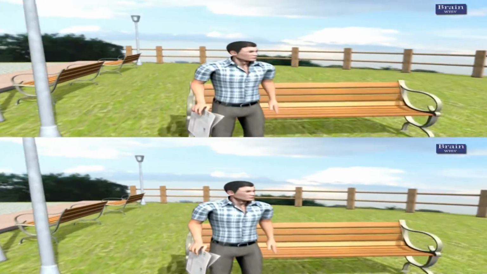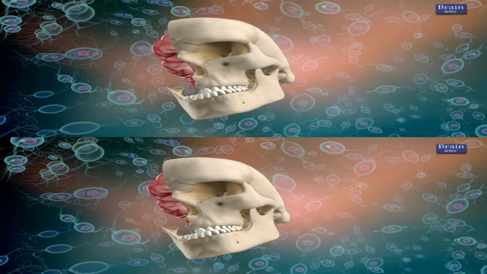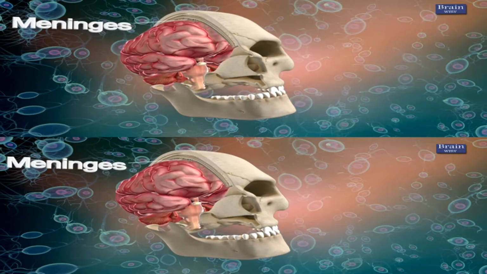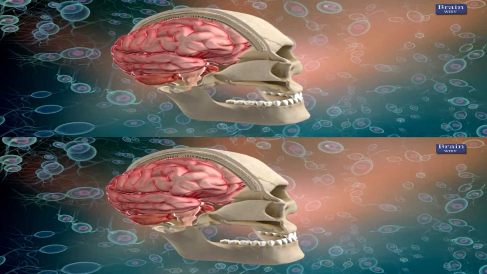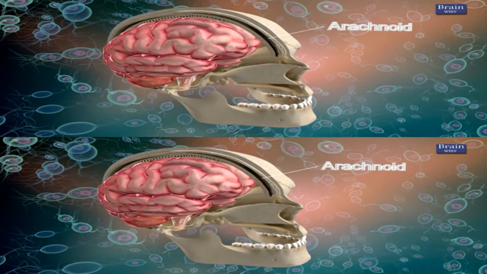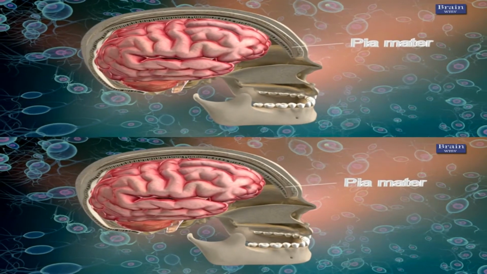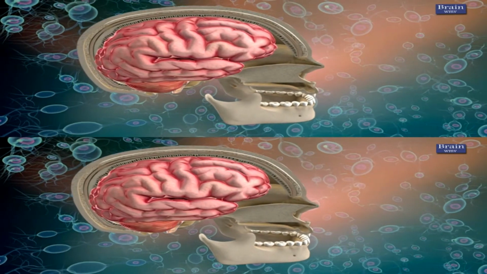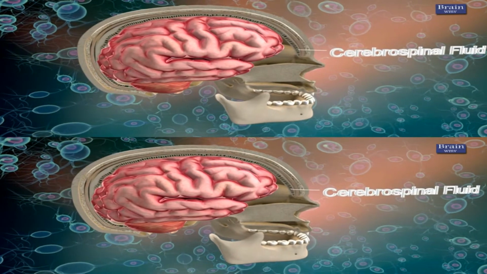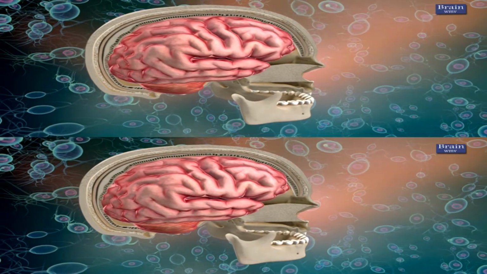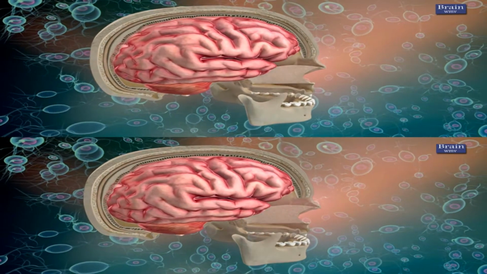It is made up of soft tissue. It is covered by a bony case called the cranium. It is covered by three membranes called meninges. The outer membrane is the dura mater, the middle membrane is the arachnoid mater, and the inner membrane, which is closest to the brain, is the pia mater. Cerebrospinal fluid lies between the arachnoid mater and the pia mater.